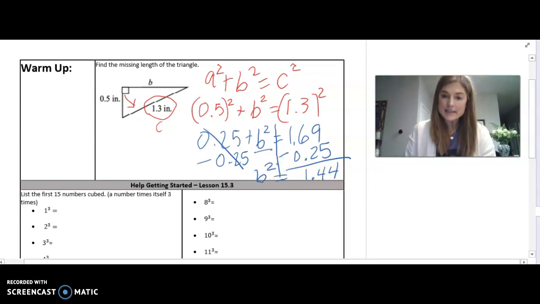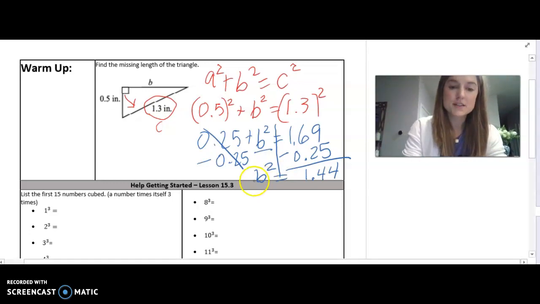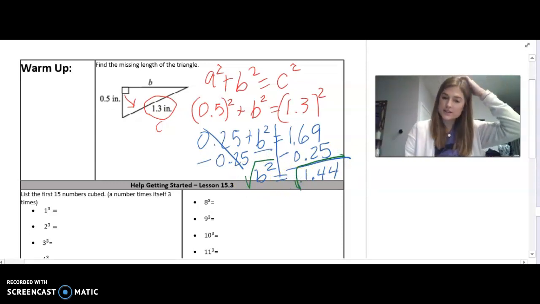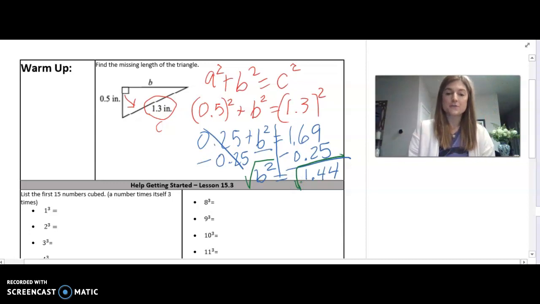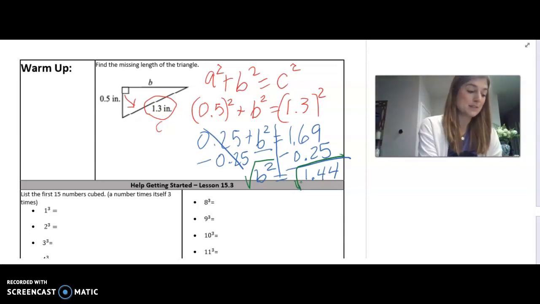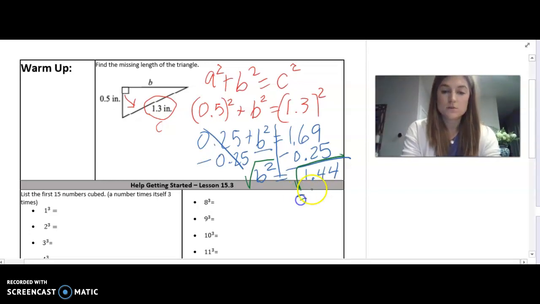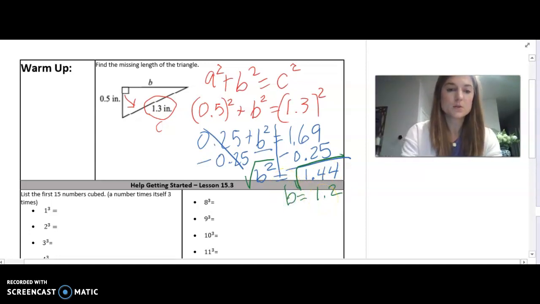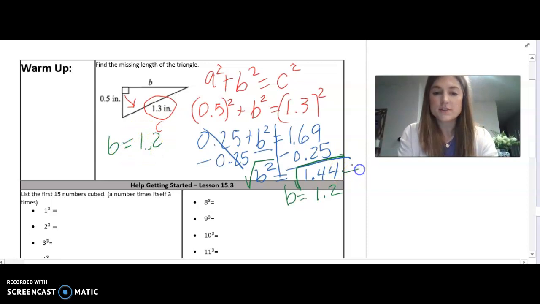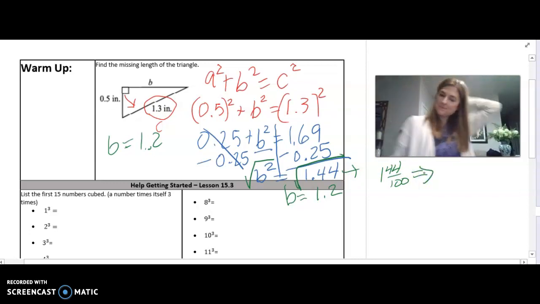I want to know what b is. So therefore, I have to do the inverse, and I need to square root both sides. I either can change this into a fraction and go from there, or I can type this into my calculator. The square root of 1.44 is 1.2. Awesome. So those are some more difficult numbers. So b equals 1.2. If I were to change this into a fraction, guys, that would be 144/100, and so forth. Okay?